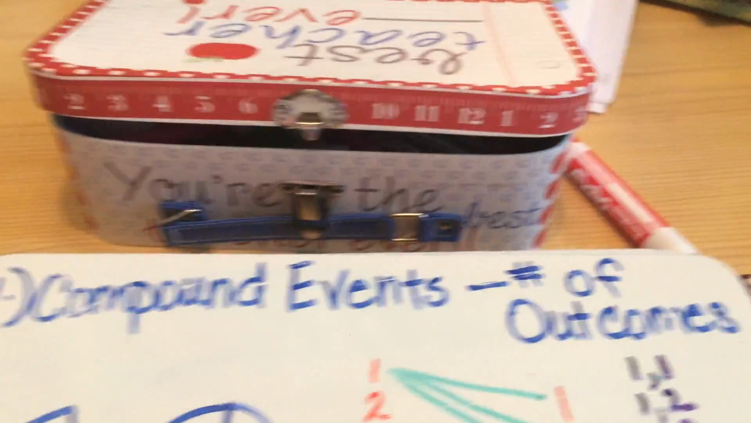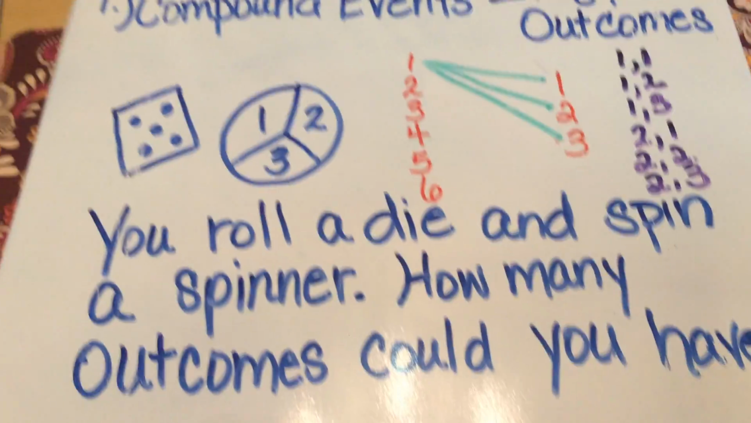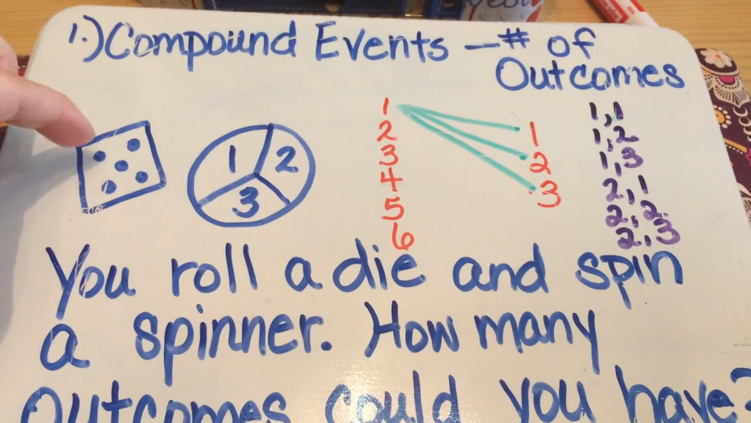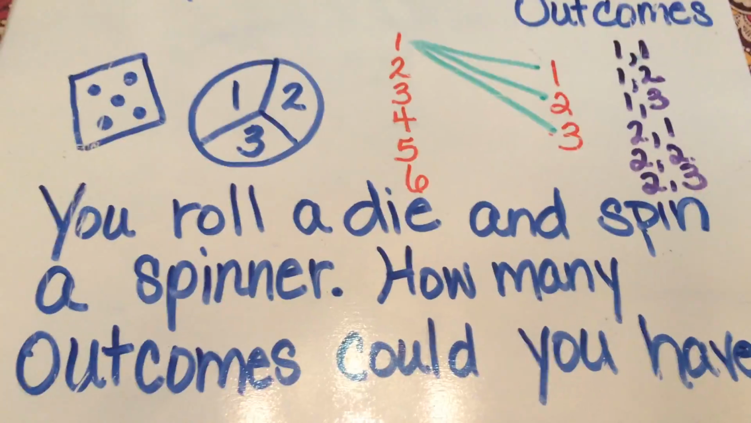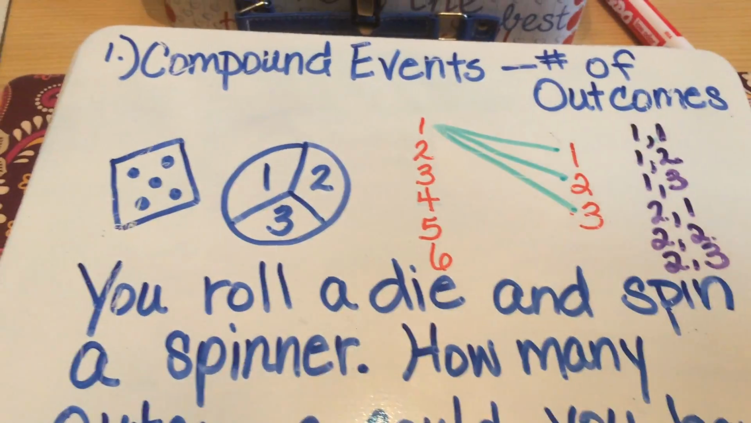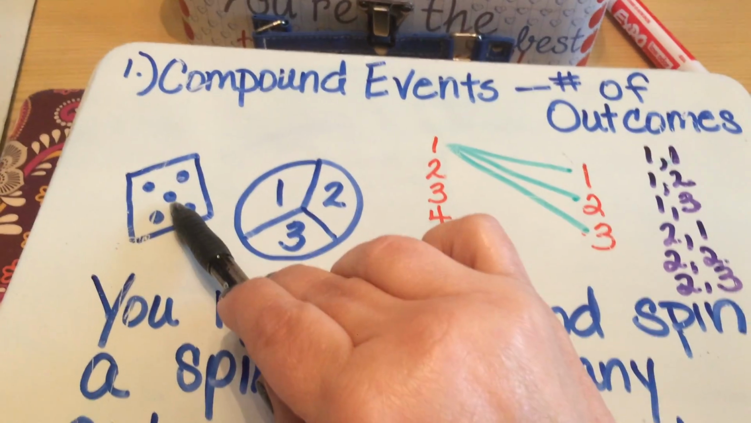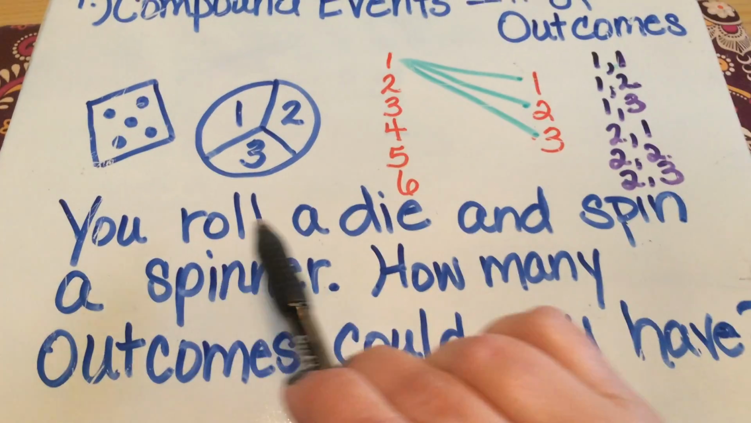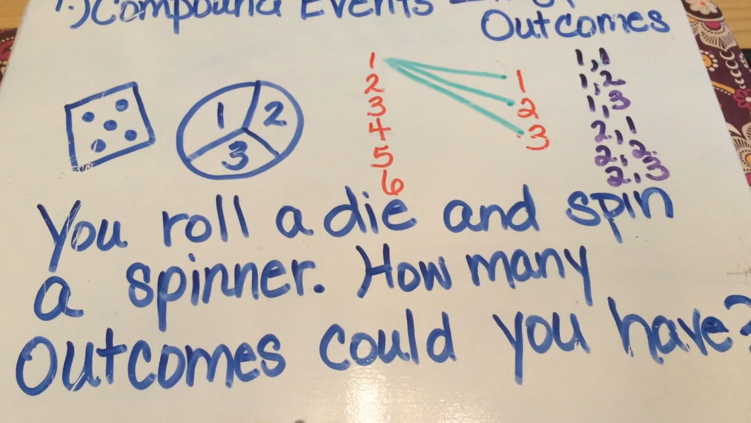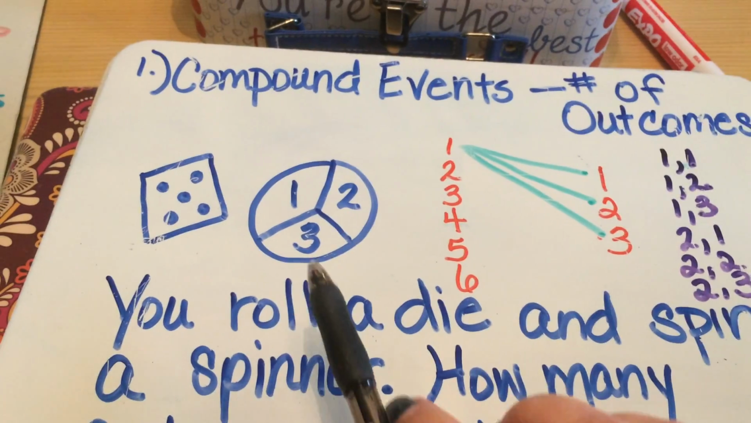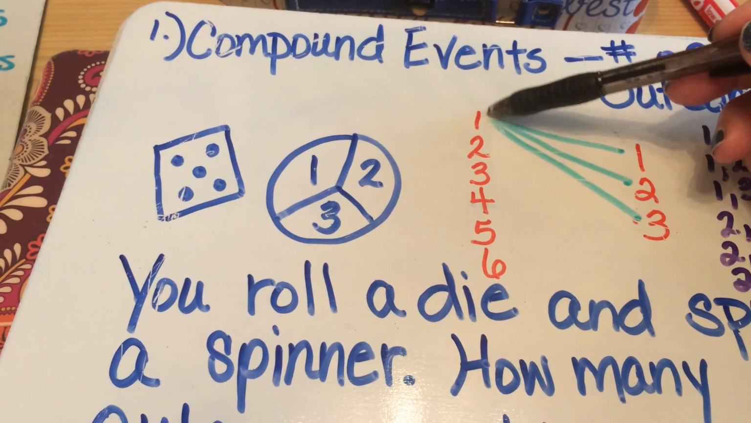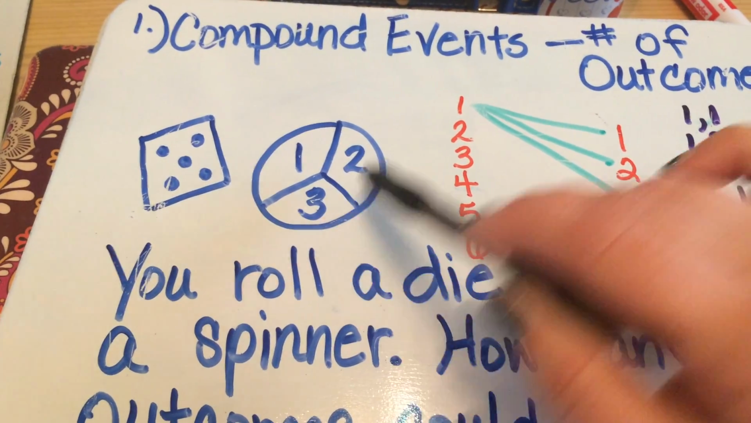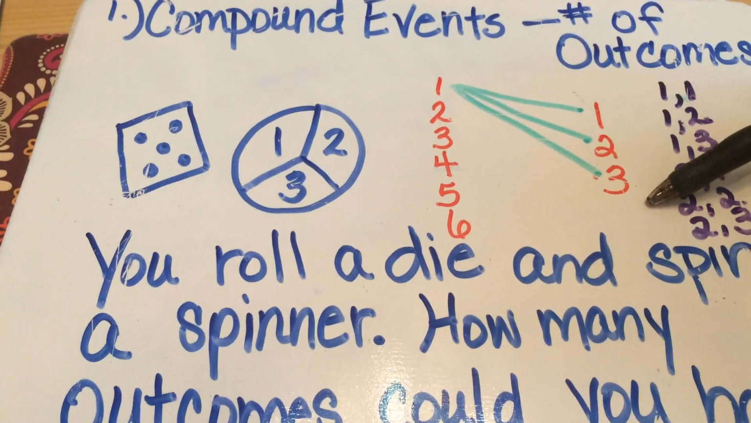So, number one, compound events and the number of outcomes. In this problem, you have a die and a spinner. The die has 6 sides. The spinner has 3 spaces. If you roll a die and spin a spinner, how many outcomes could you have? Well, the die has 6 sides, and the spinner has 3 spaces.